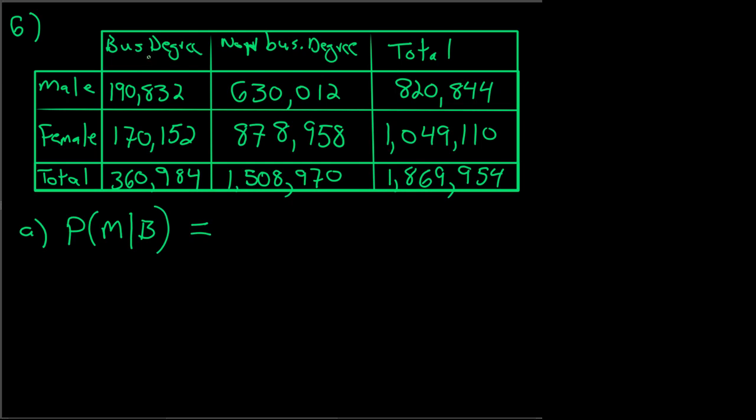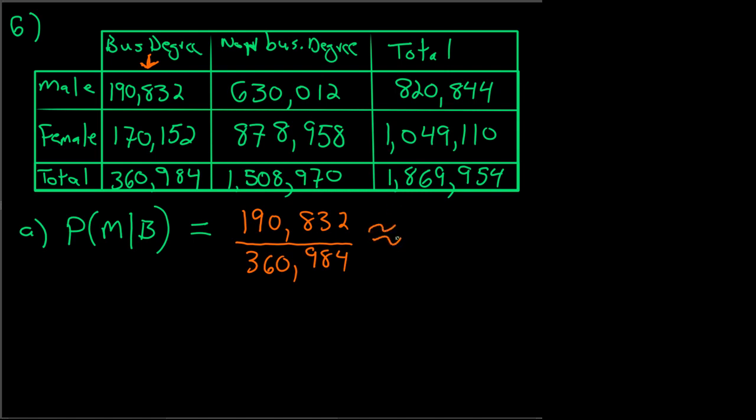So given that they received a business degree, we are looking down this column. We give that they have a business degree, so we look down this column. Now the number of males down that column is 190,832 out of a total of 360,984.